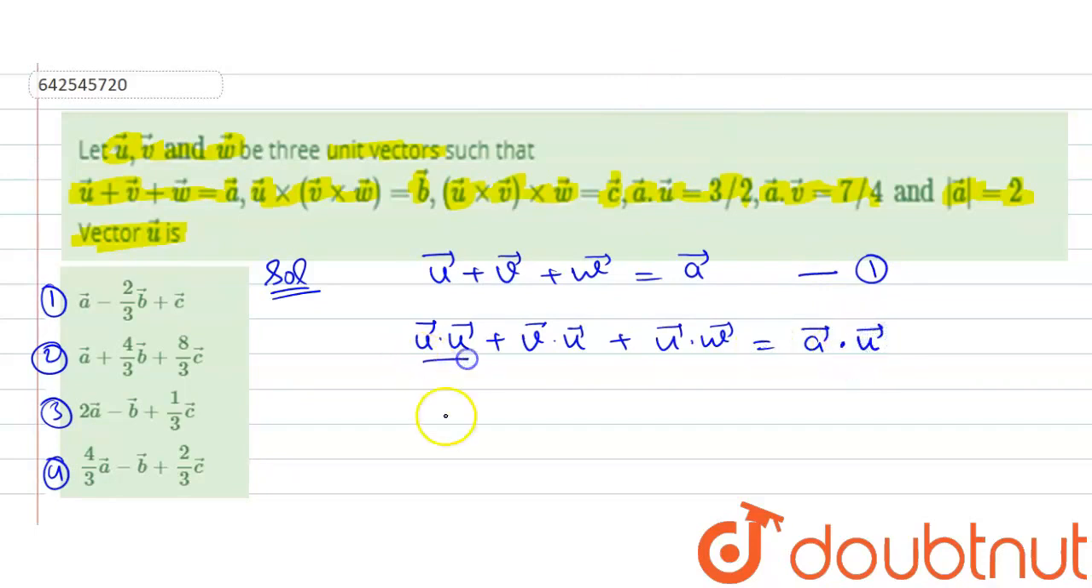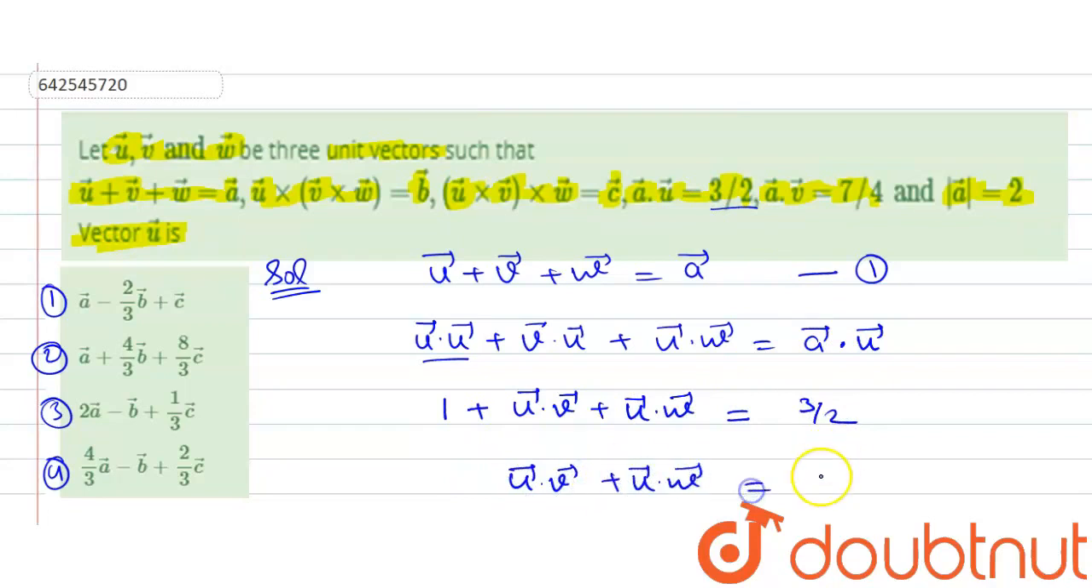Now see, u vector dot u vector will be equal to 1 because u vector is a unit vector, and u vector dot v vector will be as it is plus u vector dot w vector will also be as it is. A vector dot u vector is given as 3 by 2. So you will get u vector dot v vector plus u vector dot w vector will be equal to 1 by 2. Say this is your equation A.